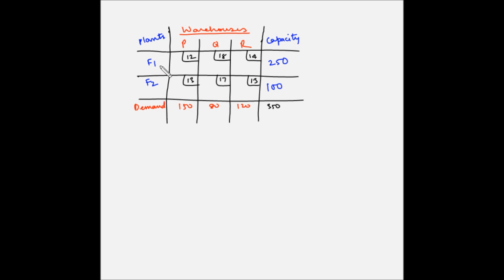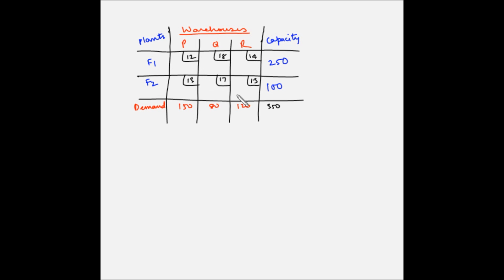On the left hand side we have the plants F1 and F2, and on the right hand side we have the capacity for each of these plants. On the top we have the warehouses P, Q and R, and at the bottom we have the individual demand for these warehouses. In the middle we have the unit cost of shipping.